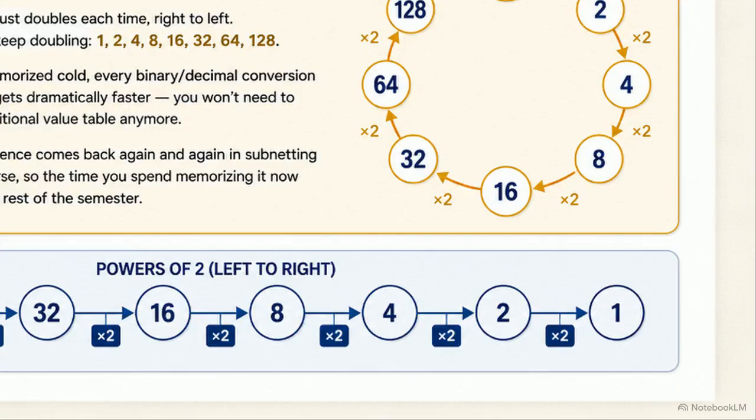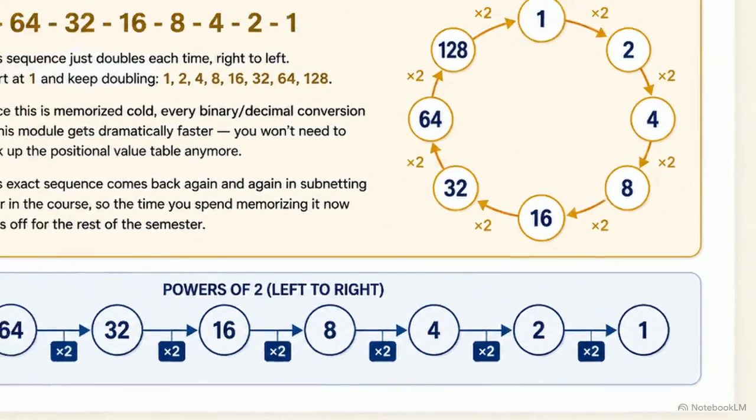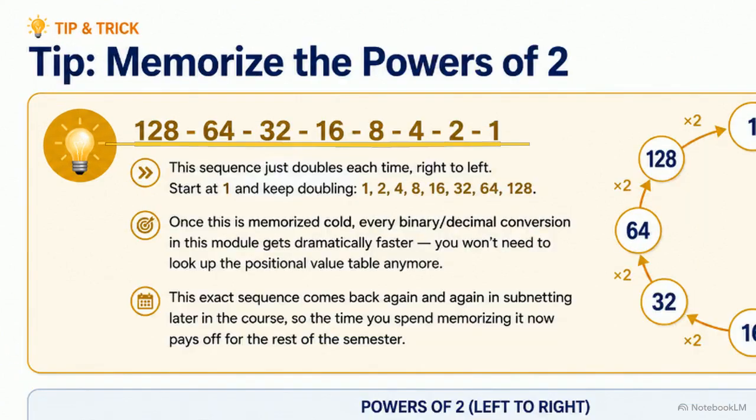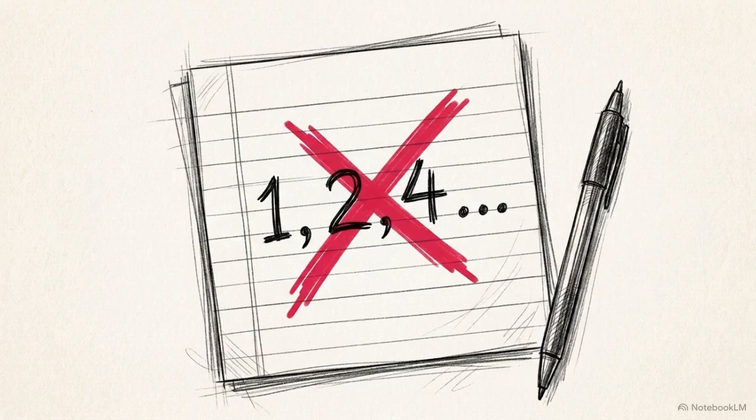Looking at this diagram, start on the far right of your paper. Write the number 1 and keep doubling it as you move left. This sequence stops at 128, giving you a specific 8-number line: 128, 64, 32, 16, 8, 4, 2, and 1. A quick warning: never write the sequence left to right starting with 1. The 128 must always sit on the far left side of your page.